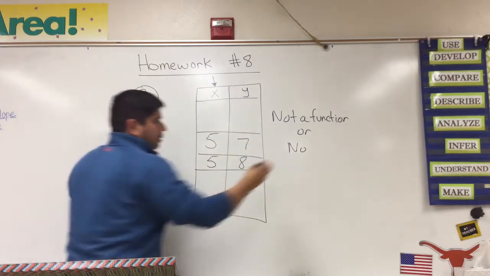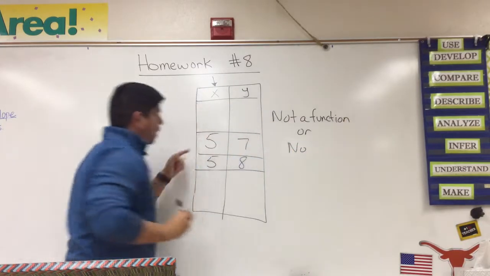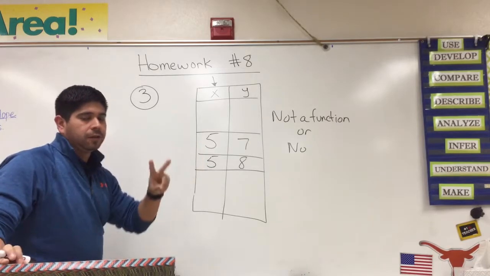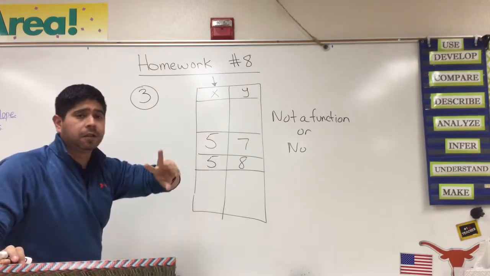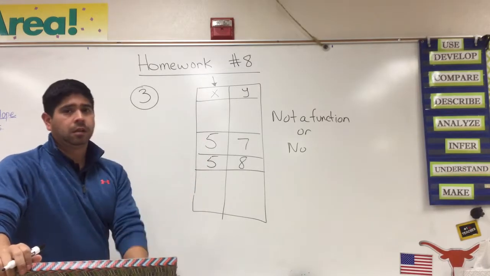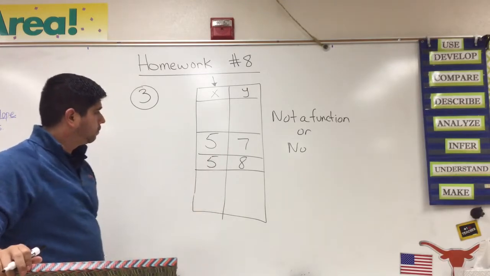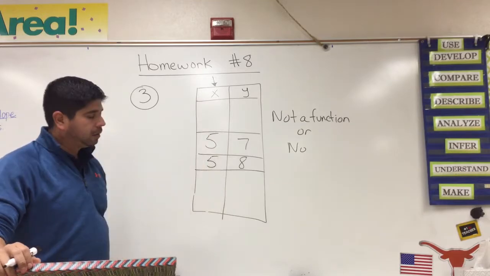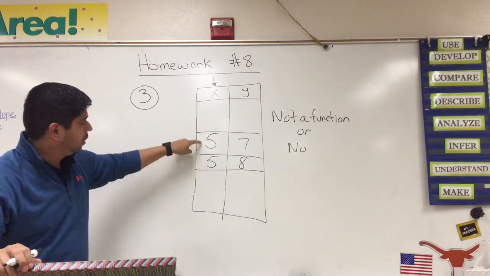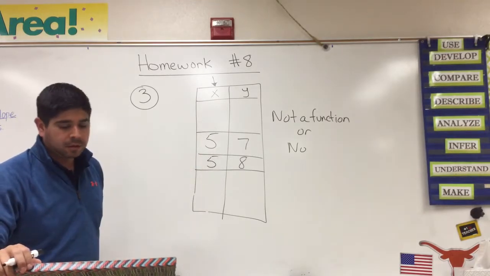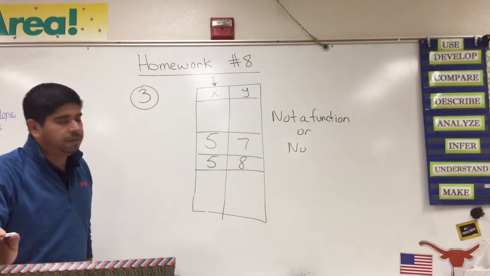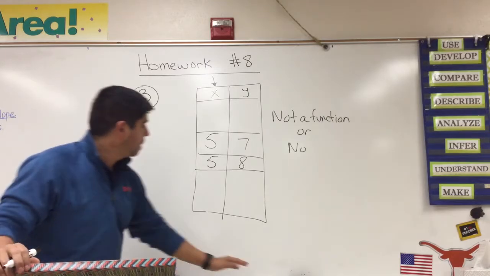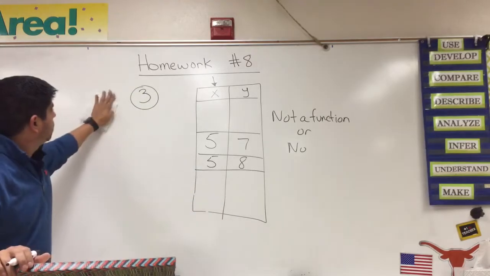Not a function because these 2 x values have 2 different y values. You can only have 1. So that's why this one's not a function. I just didn't run the rest of the table. All those numbers are all different, okay? This is what I'm really looking at. The 5 going to 7, and then the 5 going to the 8. All right, that's number 3.